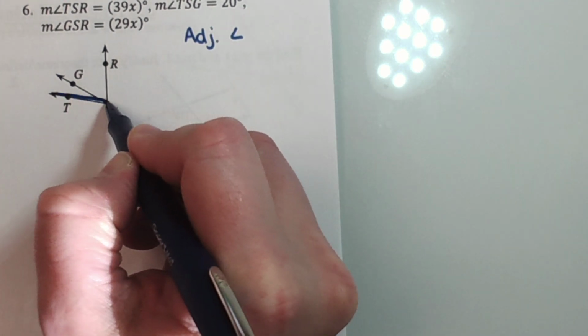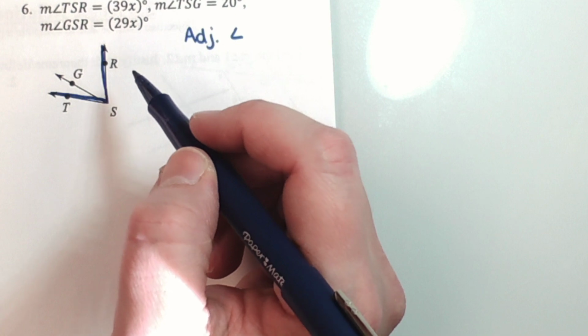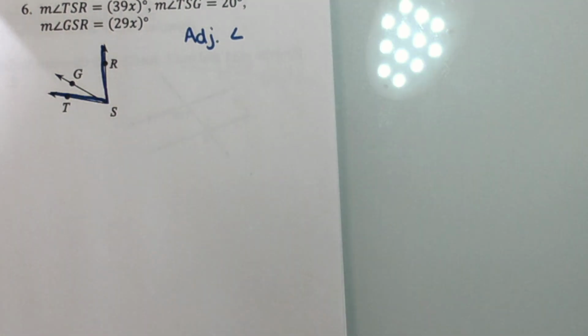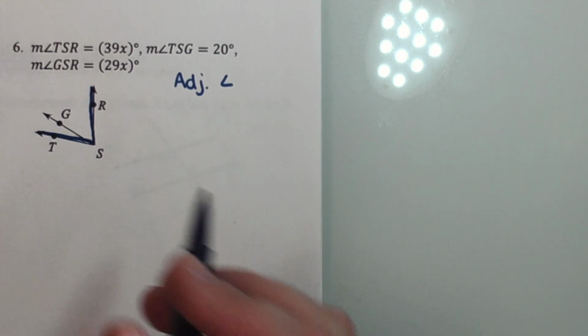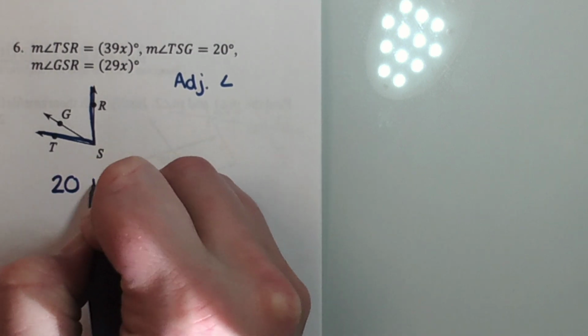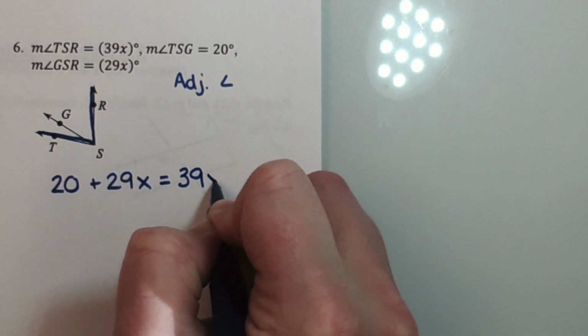Because the biggest angle is angle TSR. So be careful of that. That's one of the things that I've commonly seen mistakes happening on, is people adding up the wrong angles. TSR is the big one, which means the two I'm adding are the 20 and the 29x to equal the 39x.